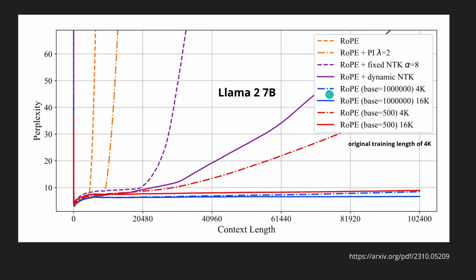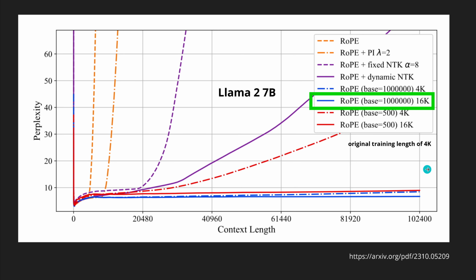If we then had now the rope with a base of 1 million, with a fine-tuning of a 4K context length, you see suddenly we're here in this dash dot dash blue line. And if we look here at the y-axis of the perplexity, you see the perplexity stays really low. This is beautiful. This is what we want.